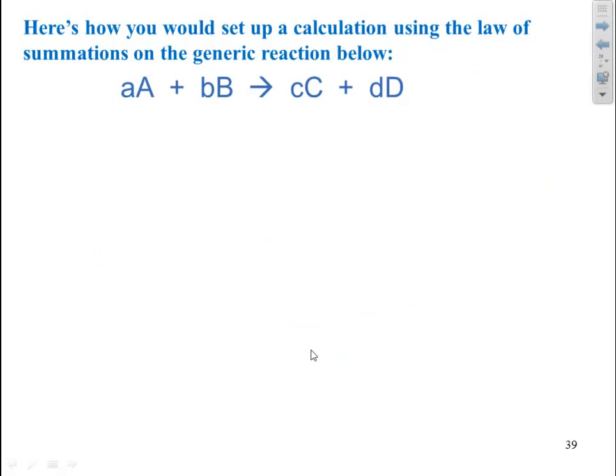So here's how you set up a calculation using the laws of summation for a generic reaction. I have some small a, meaning number of A moles of some A substance, some B moles of B, some C moles of C, and D moles of D, where all the small letters are moles. These are your moles, and the large letters are your substances.